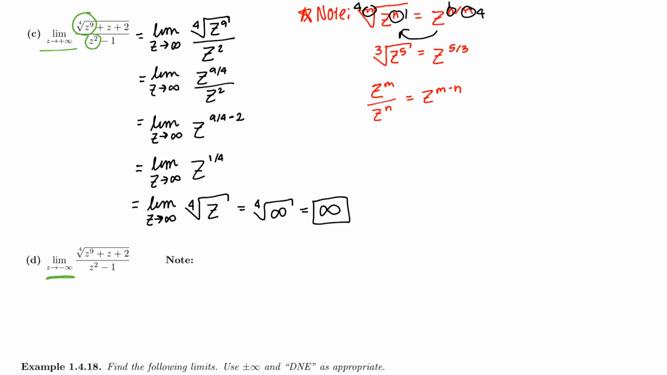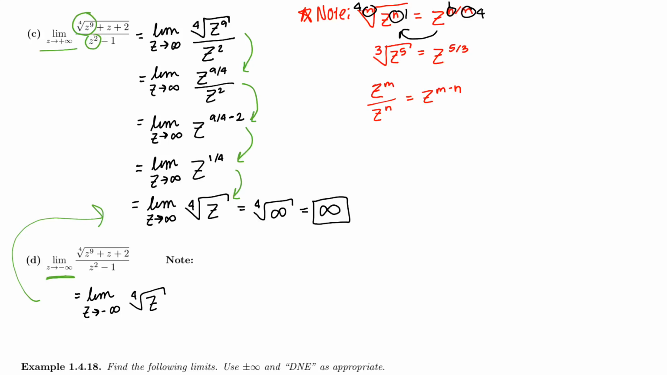If you did this same problem again as z goes to negative infinity, your steps would be the same, right? You do this step, this step, this step, this step. Would we all agree that those steps would remain the same? The only difference would be the very end part. So you'd still get down to the limit as z approaches negative infinity of the fourth root of z, taking that from up there. You have to change it back to a radical, sort of.